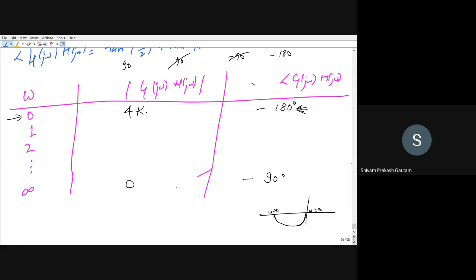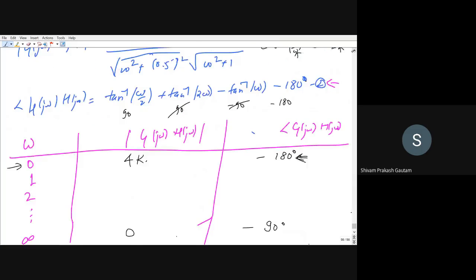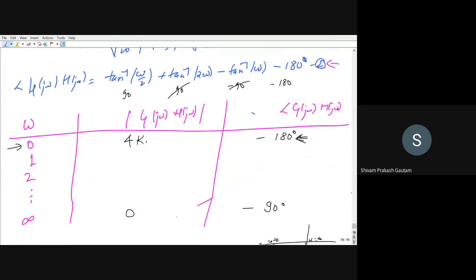But for the sake of simplicity, you can calculate the different values of magnitude and angle as well. You can put omega equal to 1 and calculate the magnitude. I have the table with me, so I am directly writing. If you put omega equal to 1, you will get 1.414 K, and phase minus 135. When you put omega equal to 2, you get 0.613 K, and phase minus 122.47 degree. Similarly, you can go on putting.